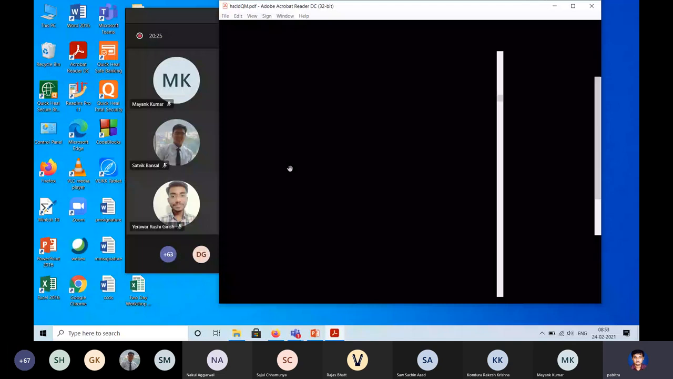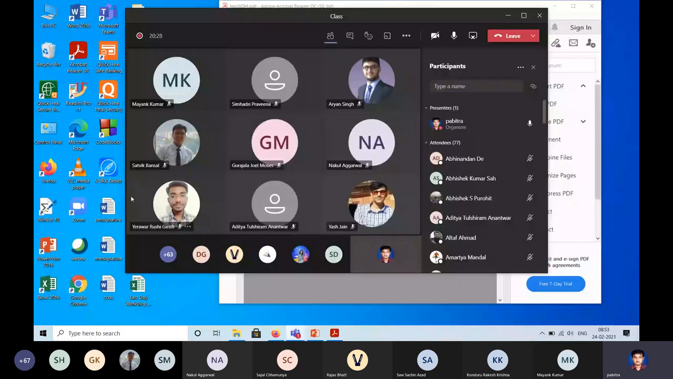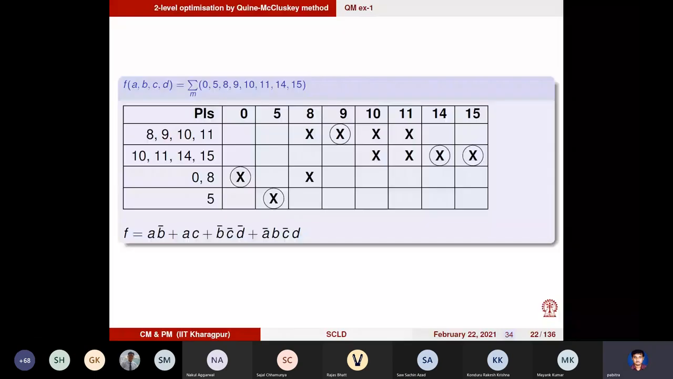Okay, so what I do is that along the rows, I list the prime implicants that I had extracted. So 8, 9, 10 and 11, 10, 11, 14 and 15, 0, 8. So the prime implicants that I have extracted in my first step, I list them. And along the columns, I write down the on min terms, that is the min terms that I had. So you remember, in this, 0, 5, 8, 9, 10, 11, 14 and 15. So these min terms I list along the columns.